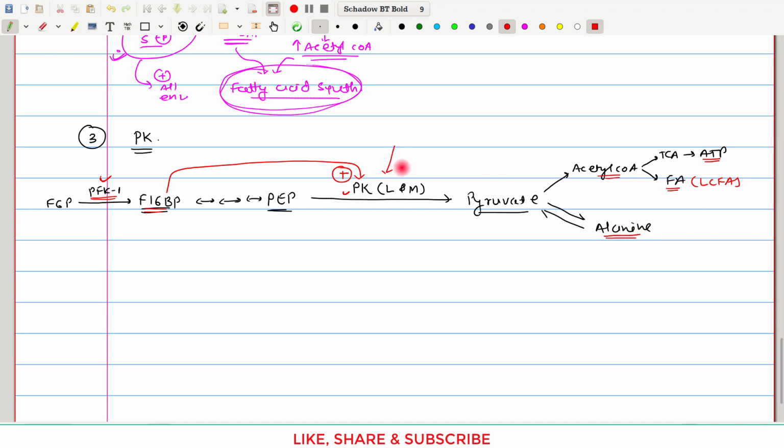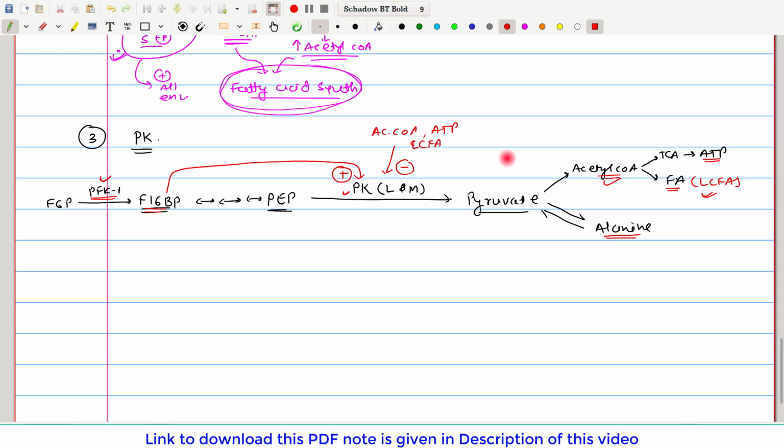So pyruvate kinase is allosterically inhibited by acetyl-CoA, it can be inhibited by ATP, it can be inhibited by long chain fatty acid, or it can be inhibited by alanine. So inhibition by all these things will make sure that pyruvate is not generated more than the cell can utilize. Okay. So pyruvate concentration will always be under check. By this way, both L type and M type of pyruvate kinase are getting regulated.